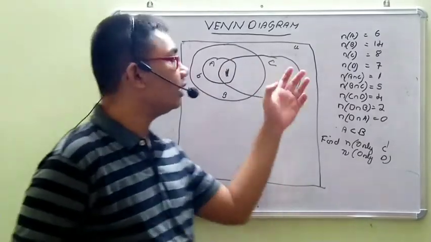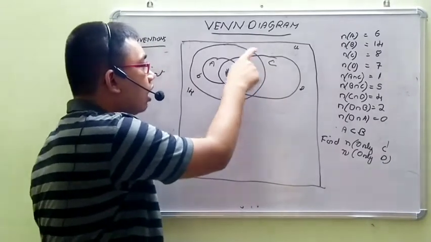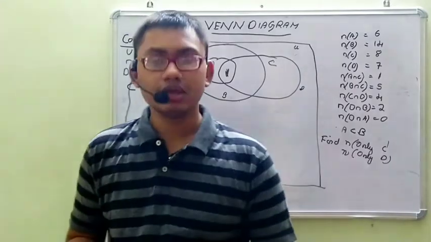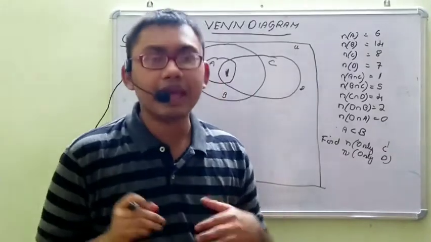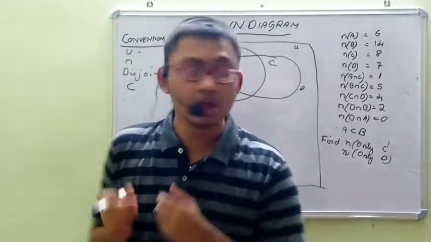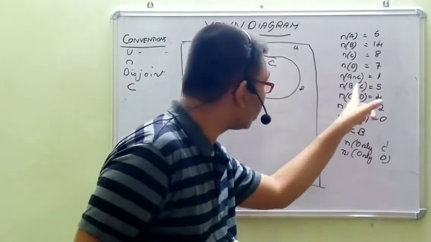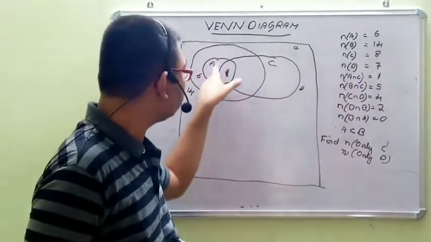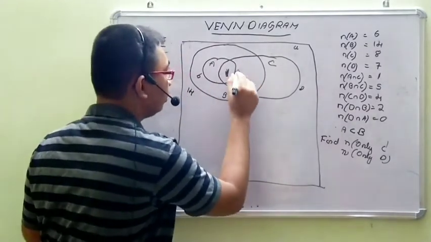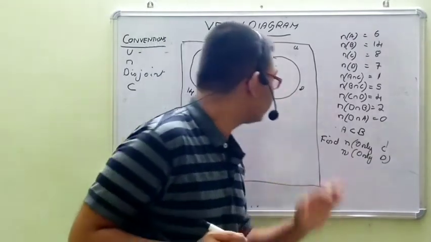And B intersection C is 5. Do you think B intersection C is this part or this whole thing? It should be the whole, because B includes A. So anything that is included in A intersection C will also be included in B intersection C. A intersection C is 1, B intersection C is 5, which means this portion is 5, so this portion will be 5 minus 1, which is 4. Okay, this is B intersection C.